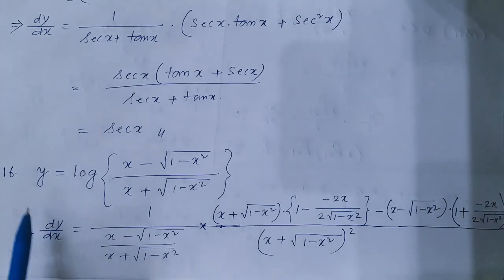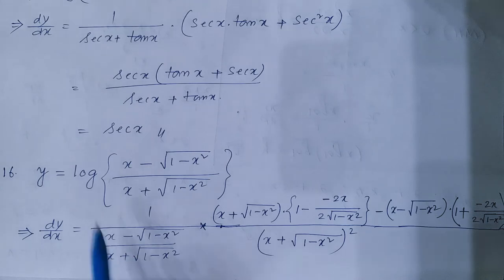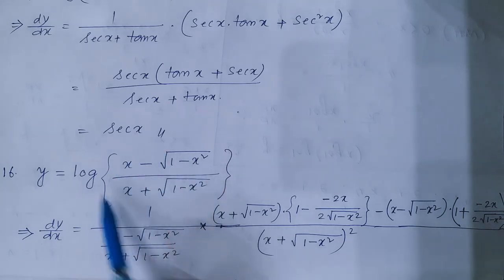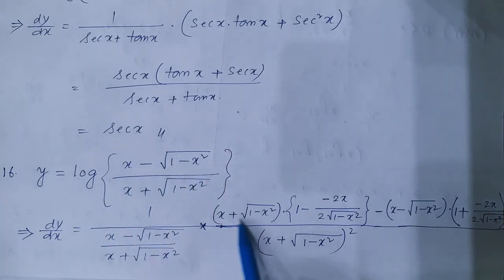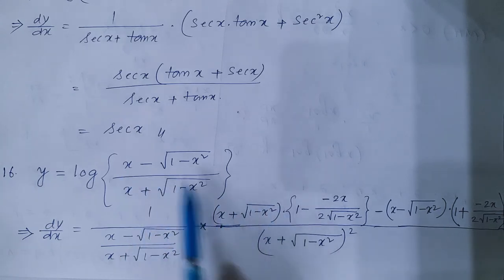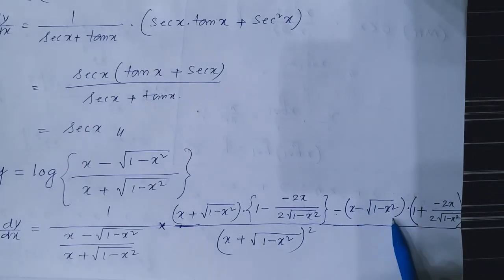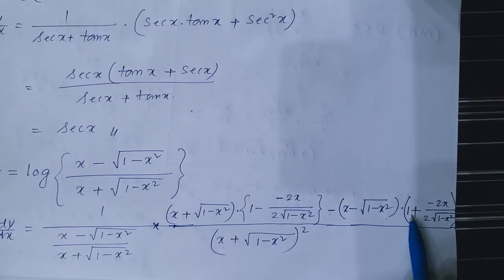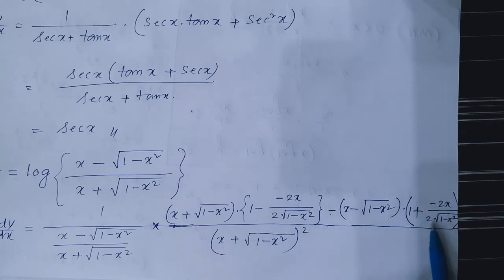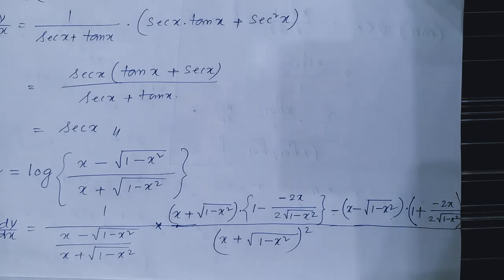You see the question, y is equal to log of this total term. So dy/dx is equal to 1 by this term, into the derivative of this. It is a quotient function, so denominator square, then denominator into the derivative of the numerator, which is 1 minus x squared root. The derivative of a root function is 1 by 2 root of this function, and this inner function gives minus twice x. Then compulsory minus into the numerator, into the derivative of the denominator. So it is 1 plus the derivative of root, which is 1 by 2 root of this one, and the derivative of 1 minus x squared is minus twice x. So this is the differentiation line, and come to the next line.